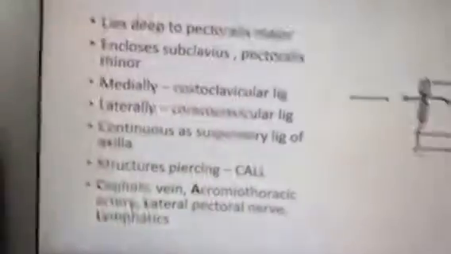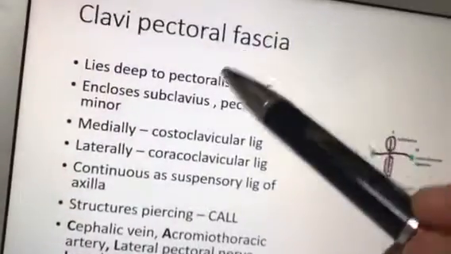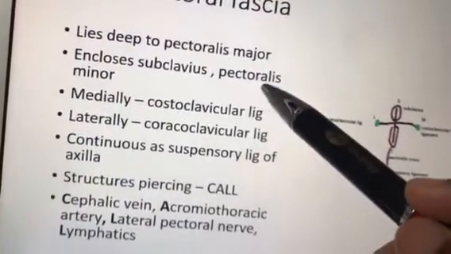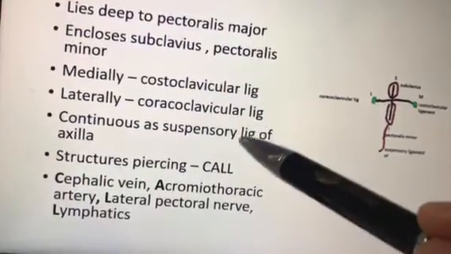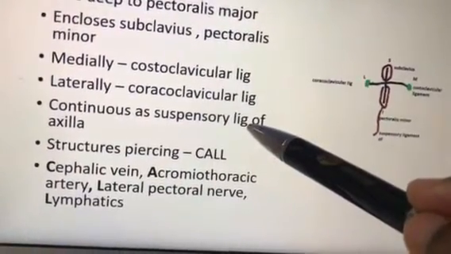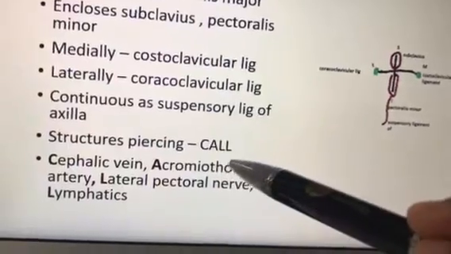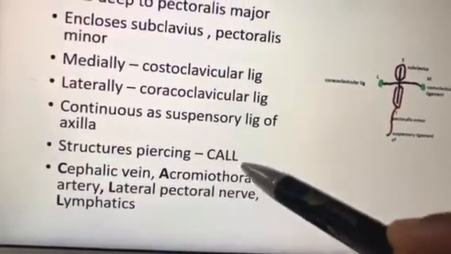The mnemonic is CALL, right? So first we have written the pectoralis minor, then what are the muscles enclosed, then medially what is the ligament, laterally what is the ligament, and it continues down as the suspensory ligament of the axilla. And the structures piercing, the mnemonic is CALL.